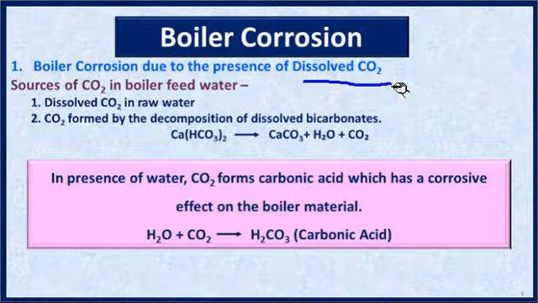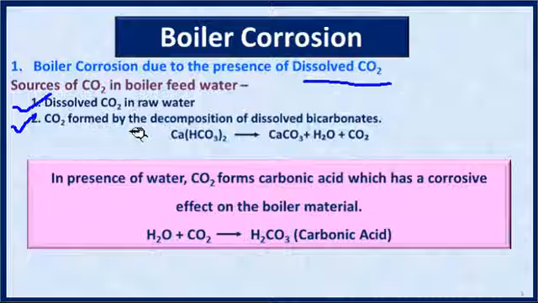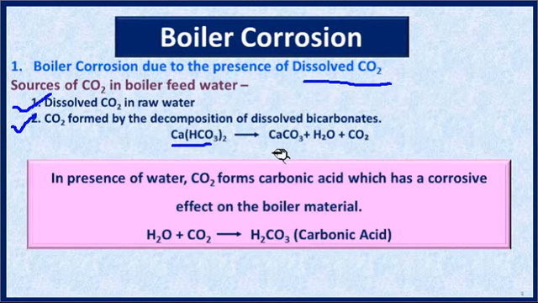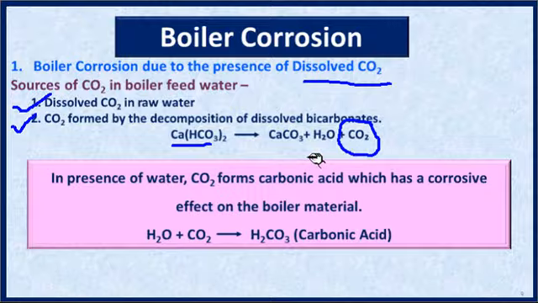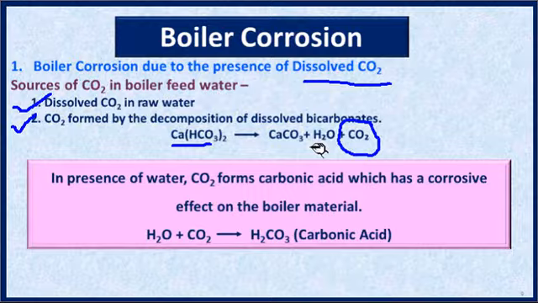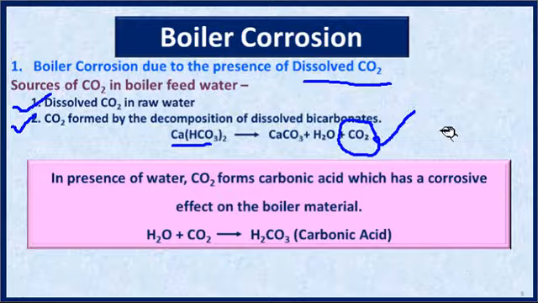Now the second reason for the boiler corrosion is the dissolved carbon dioxide. So what are the sources of dissolved carbon dioxide in water? First, it is present as the dissolved carbon dioxide in water. Secondly, carbon dioxide is formed by decomposition of various types of bicarbonate salts like calcium bicarbonate. When it decomposes, it also generates the carbon dioxide. So during the boiling process, as the temperature increases, some of the bicarbonates decompose, and due to their decomposition, the carbon dioxide concentration increases in the boiler feed water.